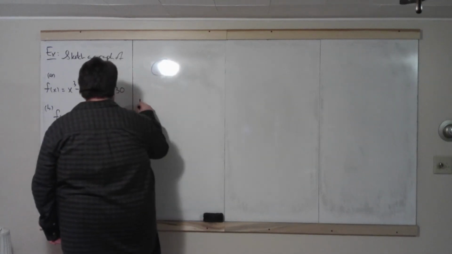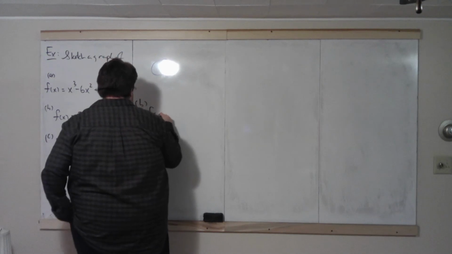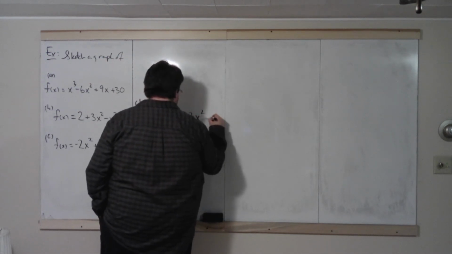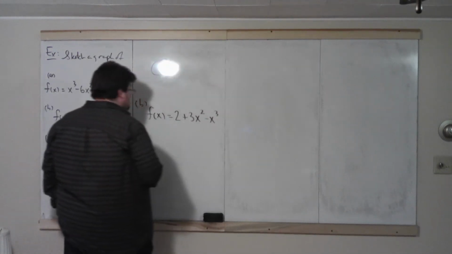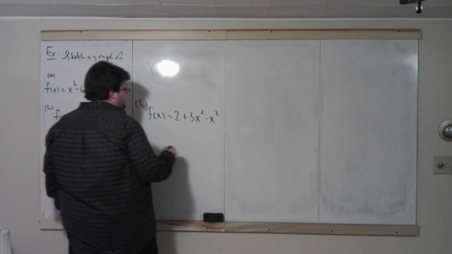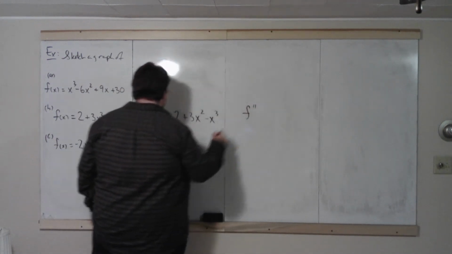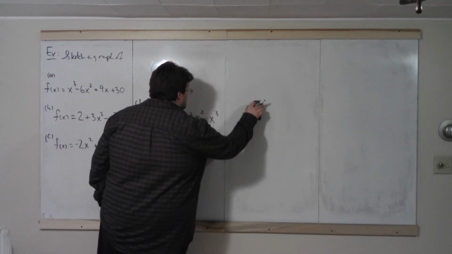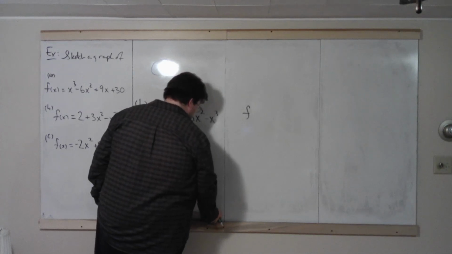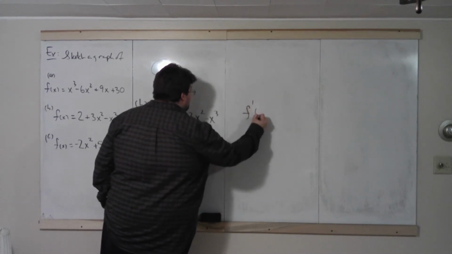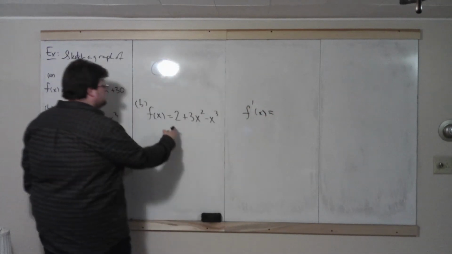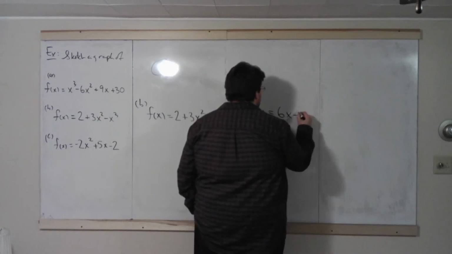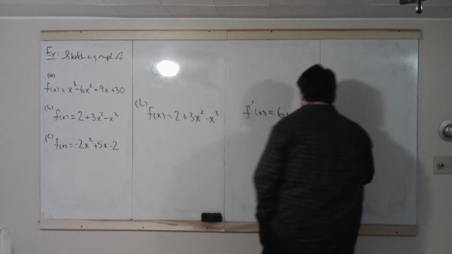Part B. F of x equals 2 plus 3x squared minus x cubed. Well, what's f prime of x? I'm going to write it over here. I like putting the number lines down here. I'm going to continue with that in case the graph takes 2 pages. F prime of x, 0 plus 6x minus 3x squared. So 6x minus 3x squared. We want to set this equal to 0.